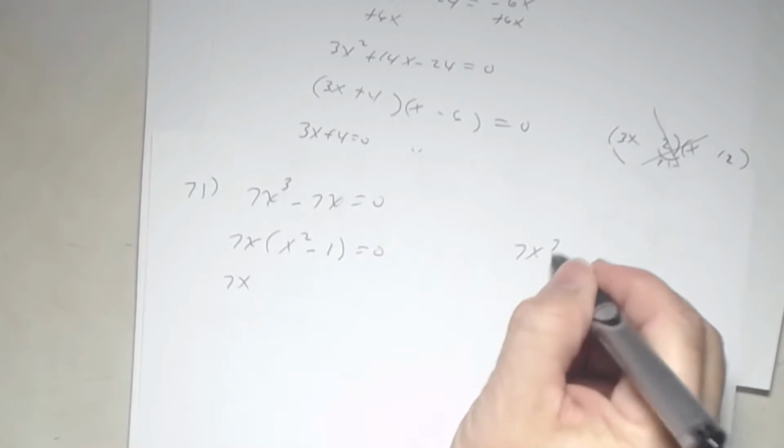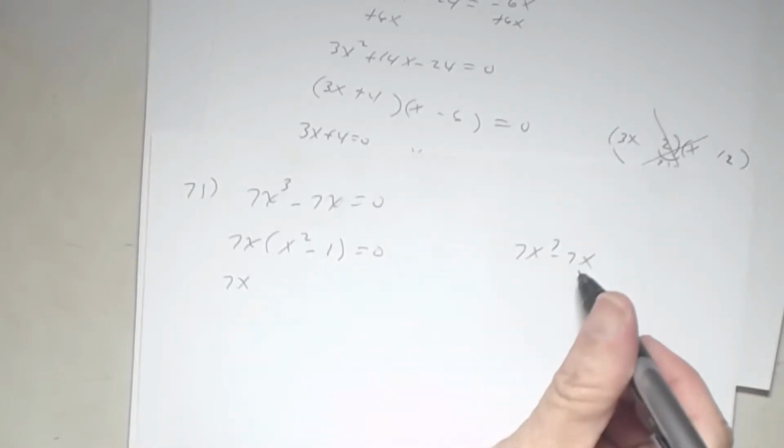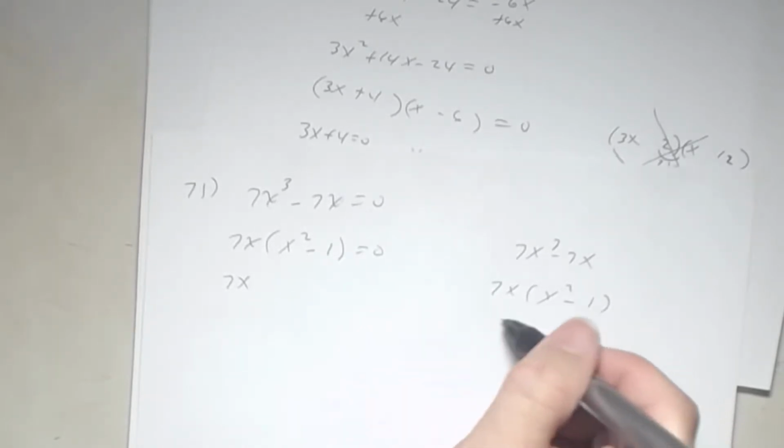So on the test, I could have just said factor 7x cubed minus 7x. So you have to know you have to take out a 7x and you're left with x squared minus 1. At this point, you all need to know that this is the difference of two squares. And so when you factor the difference of two squares, you get x minus 1 times x plus 1.